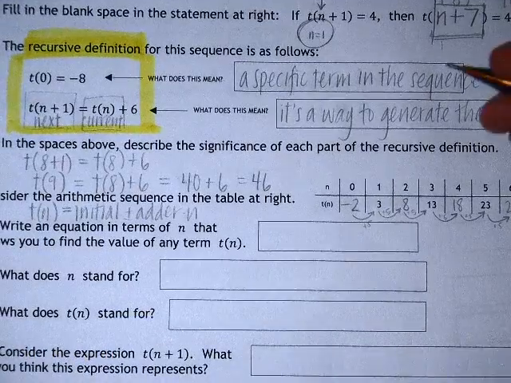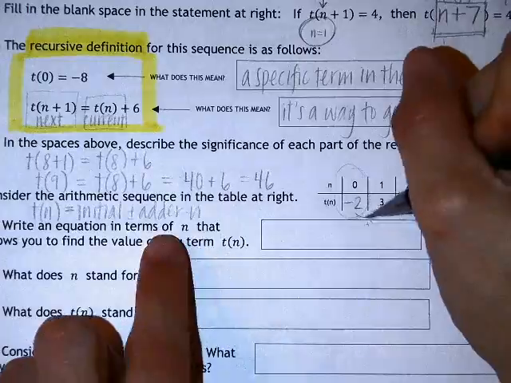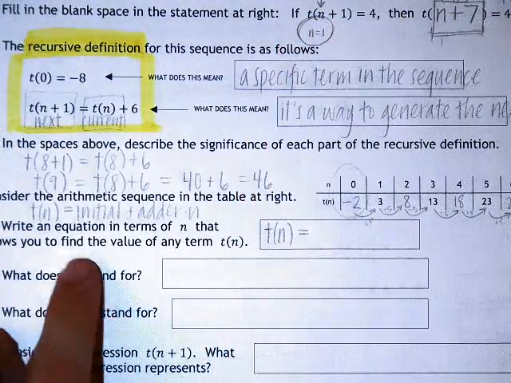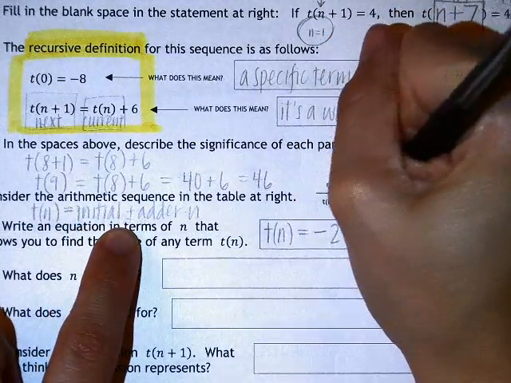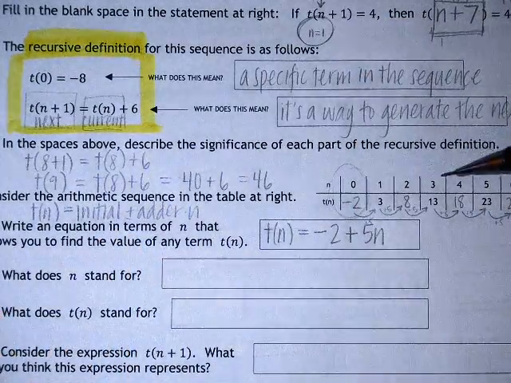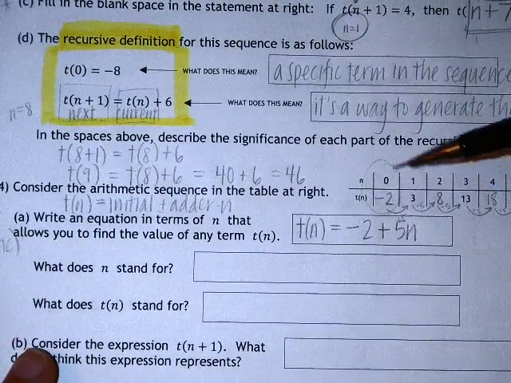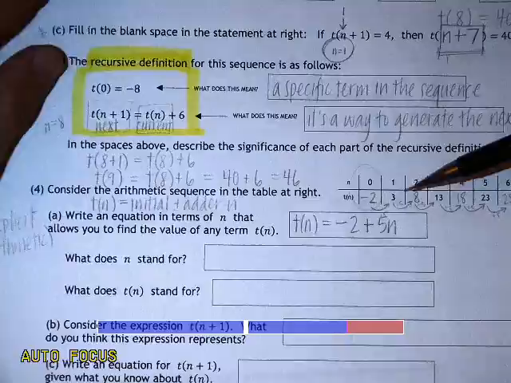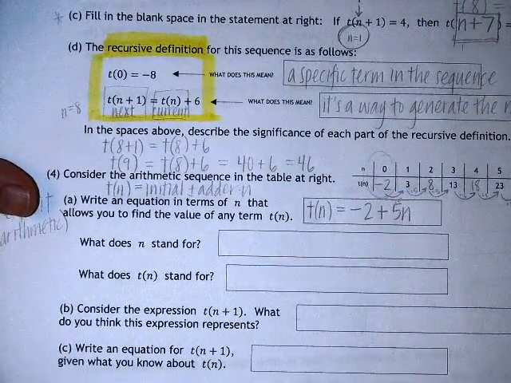Now let's think about this pattern. We know that initially the 0 term in the table is -2 and that it's adding by 5. So I can write this equation as t of n equals the initial value, -2, plus, because we're adding, 5n. Same as always, nothing crazy there. We know that's generally going to fit everything that we already know about arithmetic sequences. But in the rest of the question, it says, well, what does n stand for?